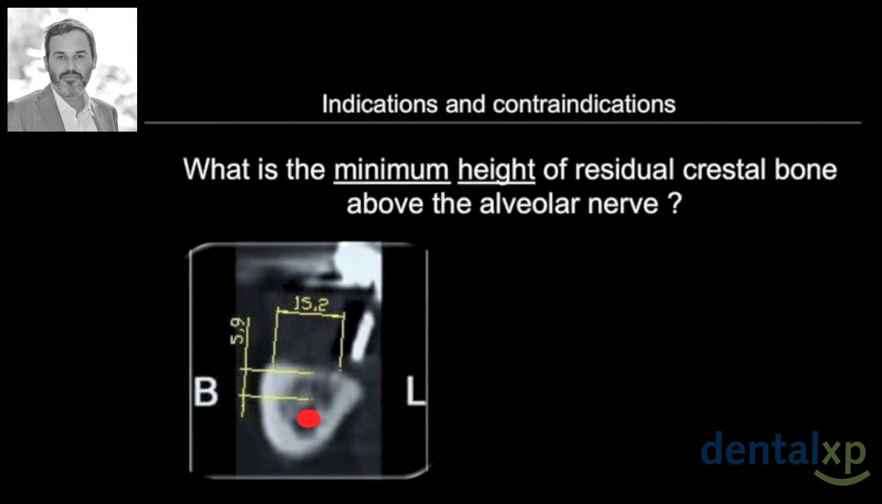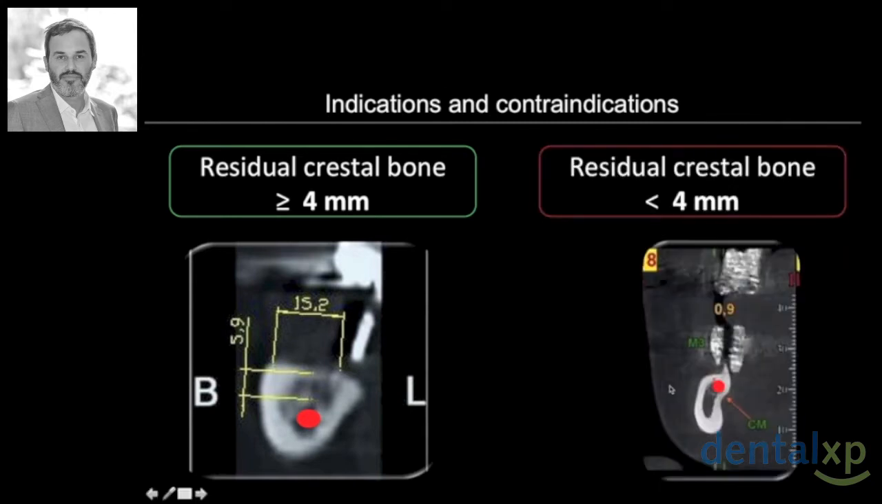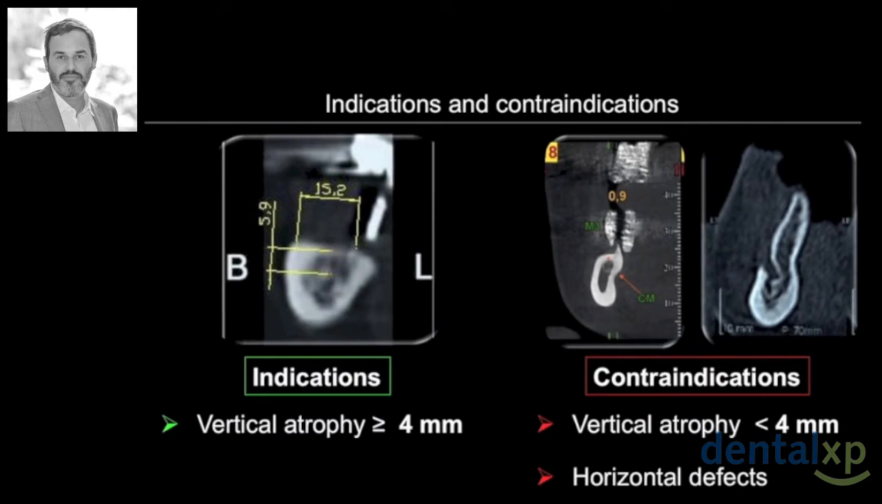But the important question is how much residual crestal bone does the inlay technique need? The inlay technique in the posterior mandible requires a residual bone height above the mandibular canal of at least 4 millimeters. Below 4 millimeters, this technique doesn't work. In my hands, it doesn't work, and you understand why. This slide is what I think about when to do this technique or not.